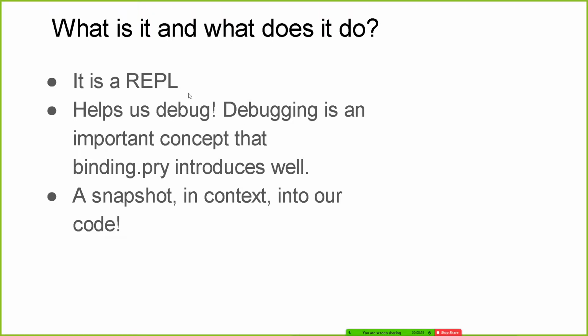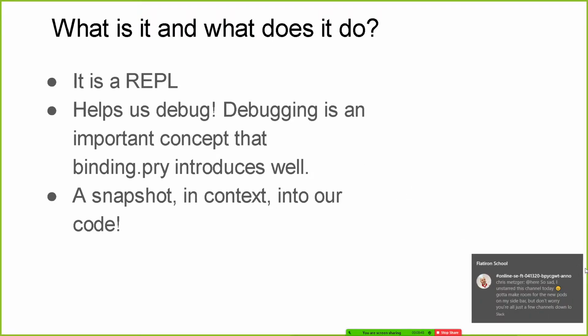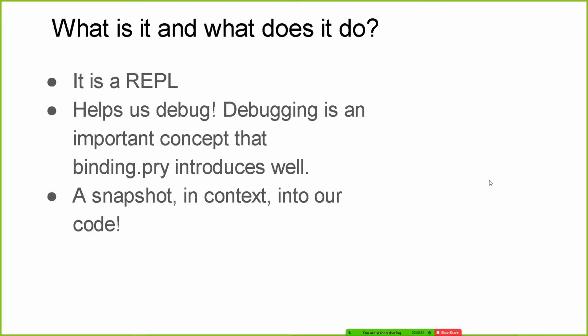And what does it do? It helps us debug. Debugging, as I'm sure you guys already know, is an important concept. Binding.pry is a great introduction to debugging, and as a matter of fact, it's a tool that comes in very handy in your early phases of learning, where you have real simple problems that you're trying to solve, and then you're going to use it all the way through into your more advanced programs, Sinatra, Rails, all these things that are built on Ruby. Binding.pry is there and is your buddy.